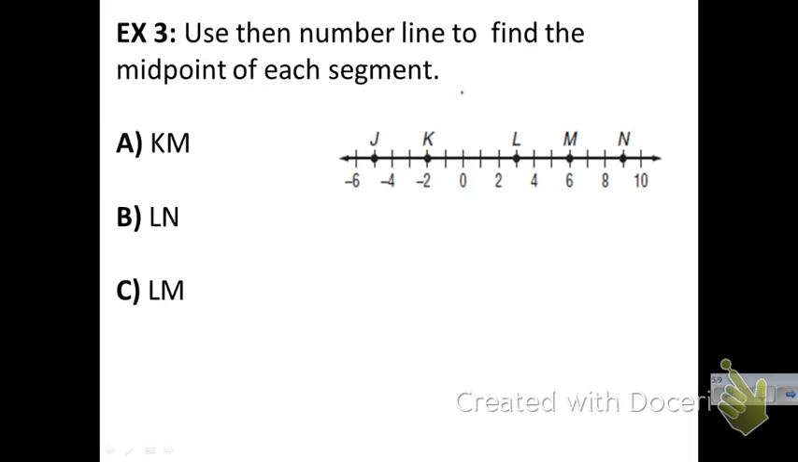Okay, on example 3, it wants you to find the midpoint of each segment. We can do what we did with medians in statistics. We can start at K and M and start crossing them off until we get to the middle. And we can see that the middle here is 2. Or another method is to add the coordinates -2 plus 6 of K and M and divide by 2. So we can add those two values and take an average of those two. So -2 plus 6 is 4, divided by 2 is 2.